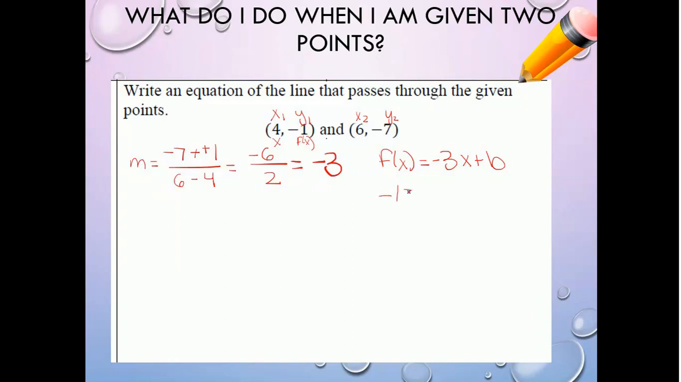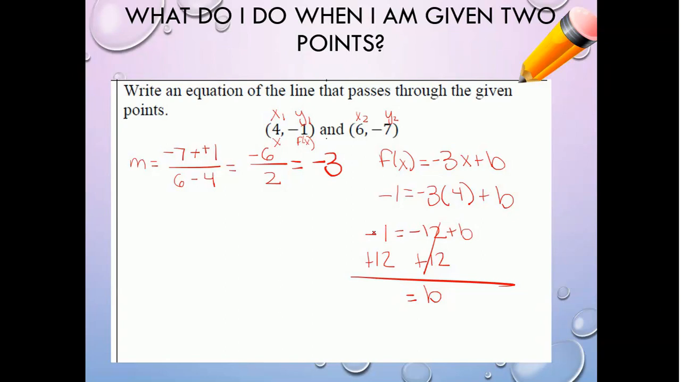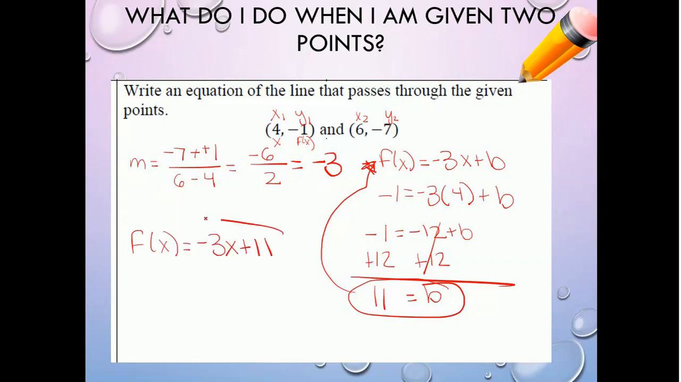So I got negative 1 equals negative 3 times 4 plus b. So multiply here. Negative 1 equals negative 12 plus b. Right? Because negative 3 times 4 is negative 12. Let's add 12 to both sides. Cancels out. Left with b. Negative 1 plus 12 is 11. So now, take this business, plug it in up here. So I get f of x equals negative 3x plus 11.